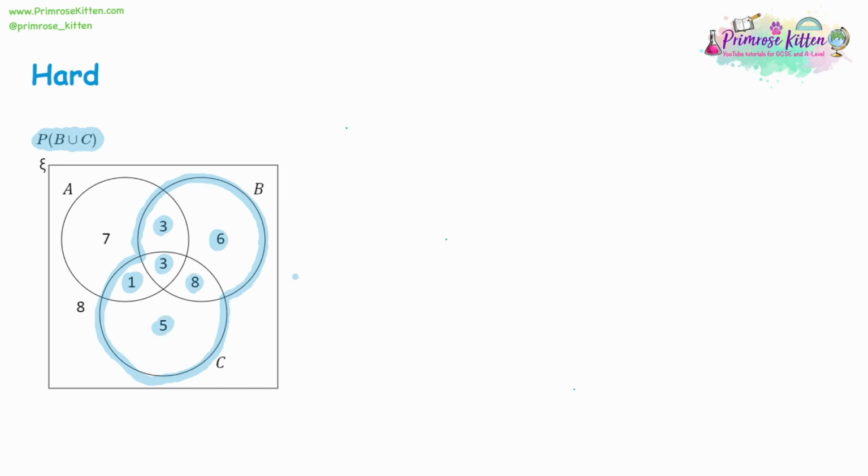So we've got the 6 and the 5 that's only in set B and C. We have got the 3 and the 8 in the overlap of set B and C. Then we've got 3 and the 1 that overlap into set A. So we need to add all of these up, and it's going to give in total 26.